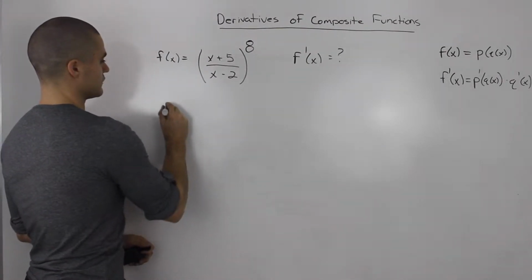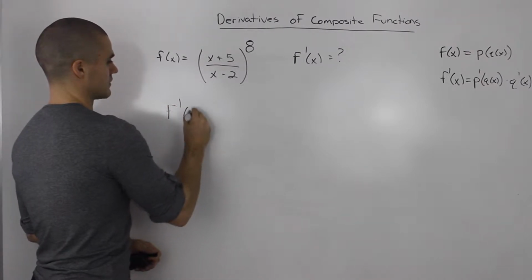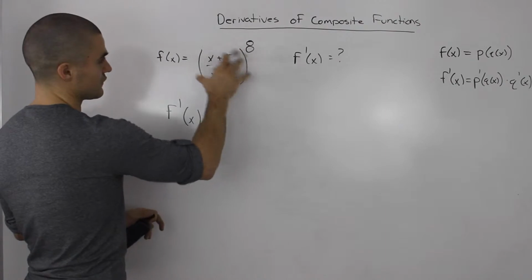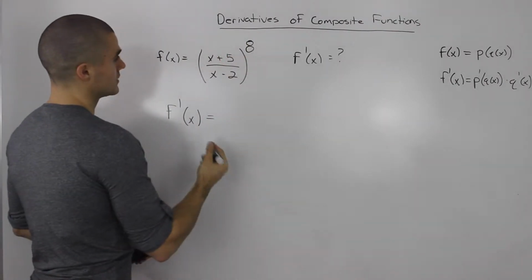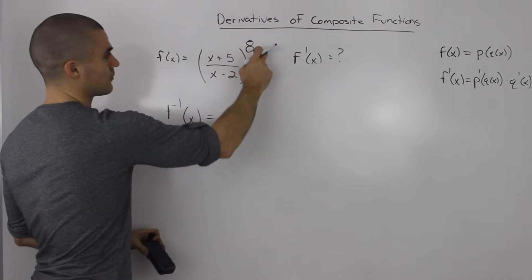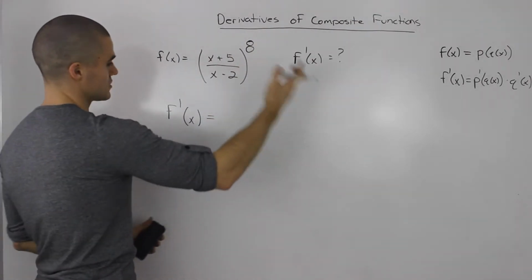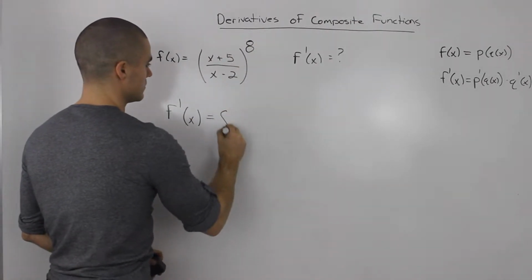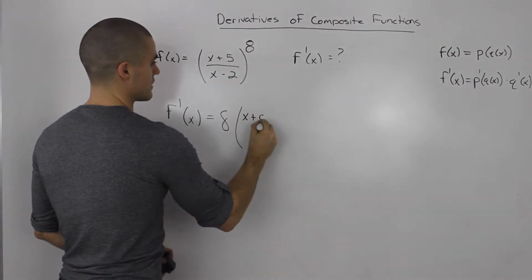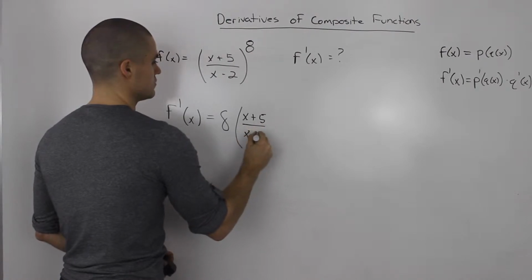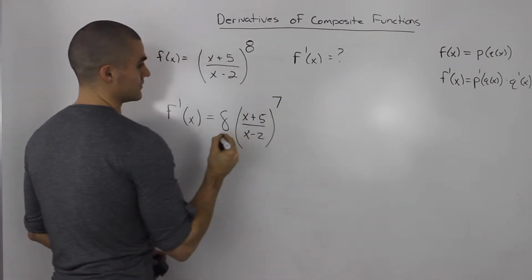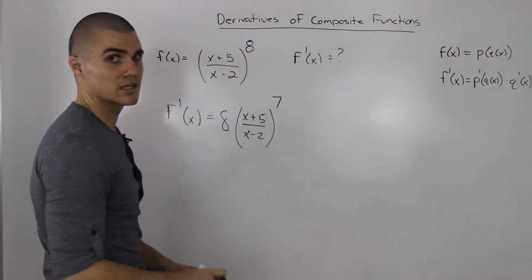So, to get the derivative of it, let's first work with the outside function, this function to the power of 8. Whenever we have a function to the power of a number, what do we use? We use the power rule, right? So, we bring the 8 down. We rewrite the function inside, this (x + 5) over (x - 2), and then that is to the power of 7. Right? We minus 1 from the exponent.